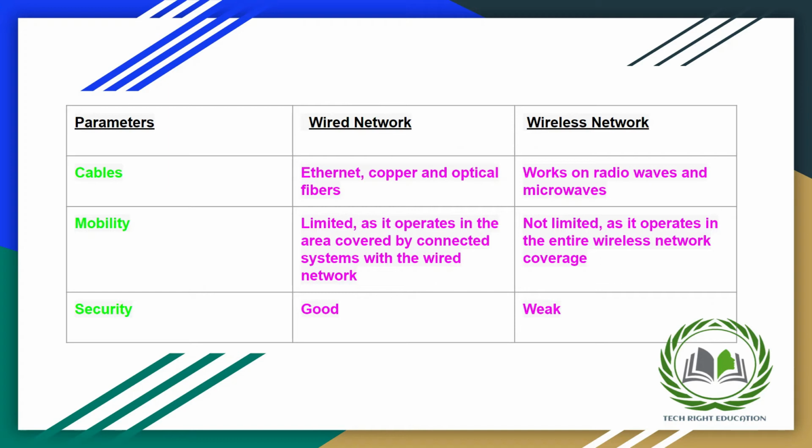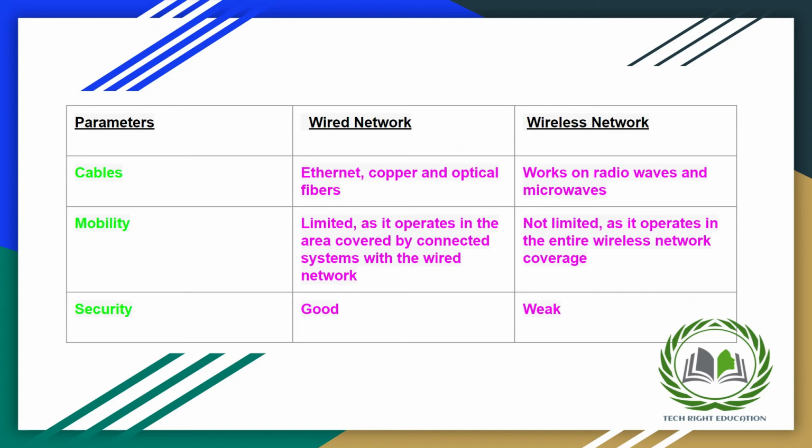Now the next parameter is mobility. In the case of wired network, mobility is limited because communication can be established only between the systems which are connected within a network. If I talk about wireless network, then there is no limit because it operates in the entire wireless network coverage. We can connect any device in the area covered by the wireless network. That's why in that sense we can say it has no limit.